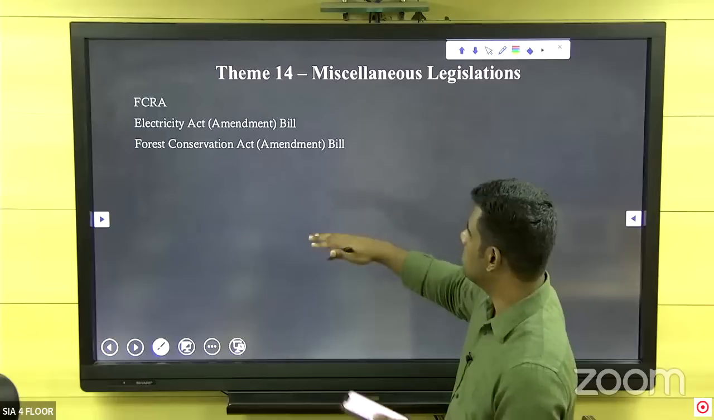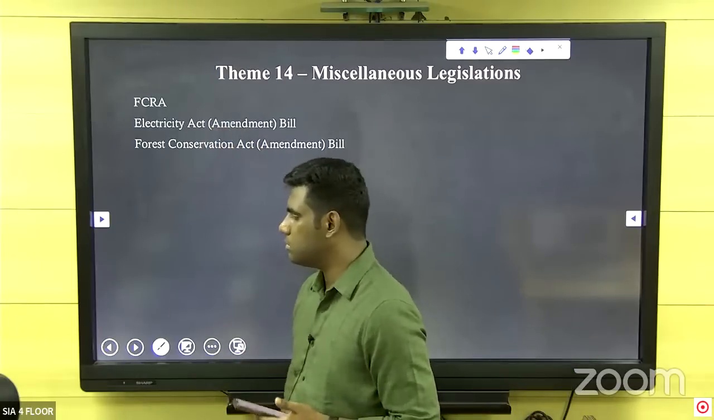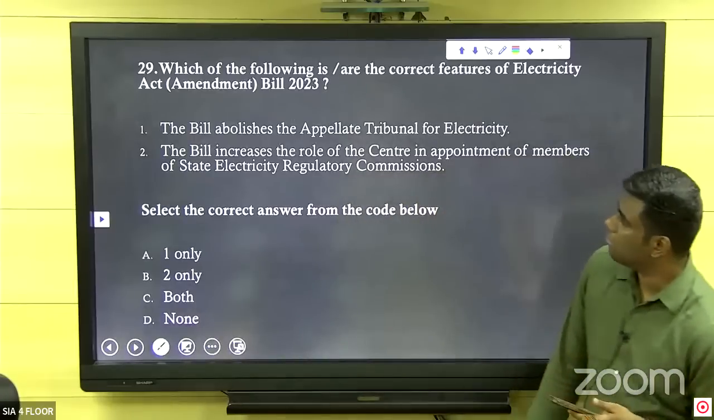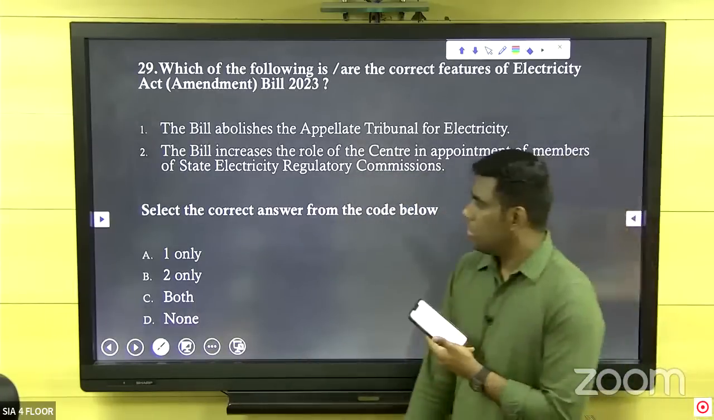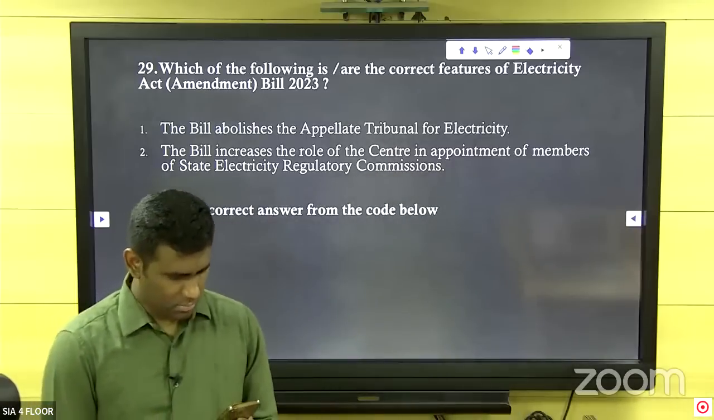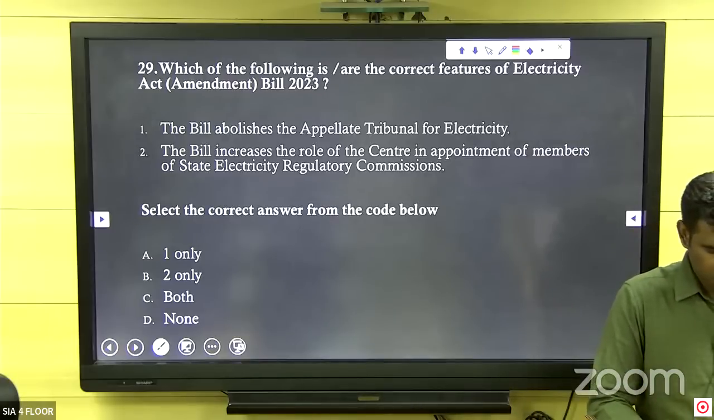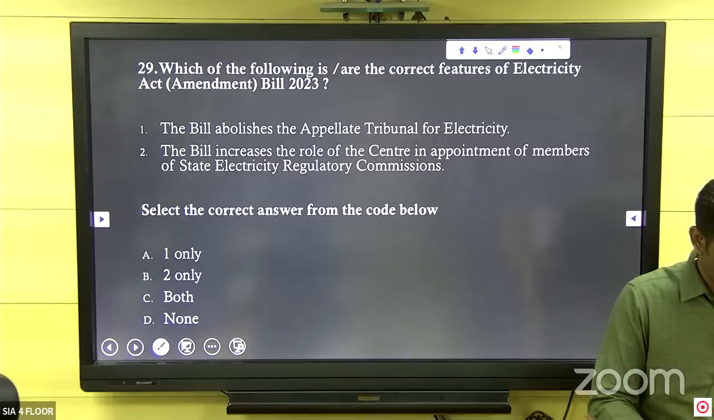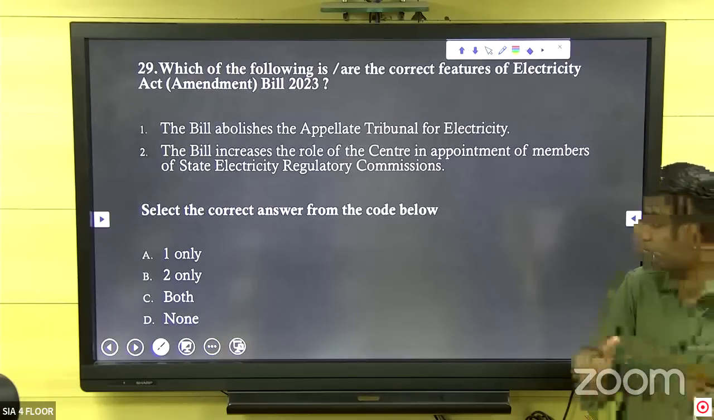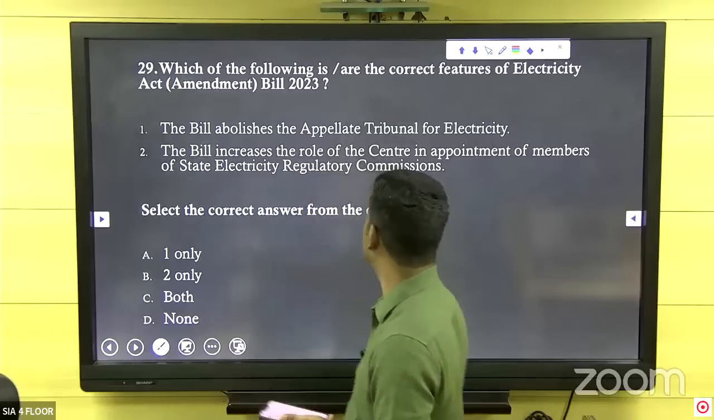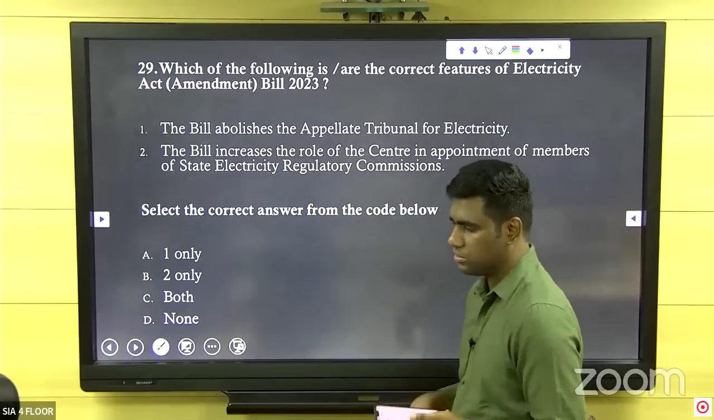However, I have framed some questions from recently introduced amendments to certain acts. One is the Electricity Act Amendment Bill. What is the answer? Yes, this is how it will be. You will end up skipping if you do not know the exact provisions.